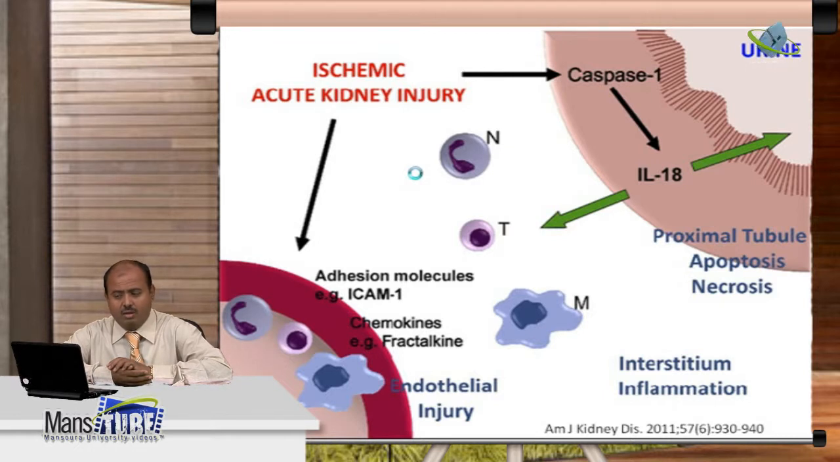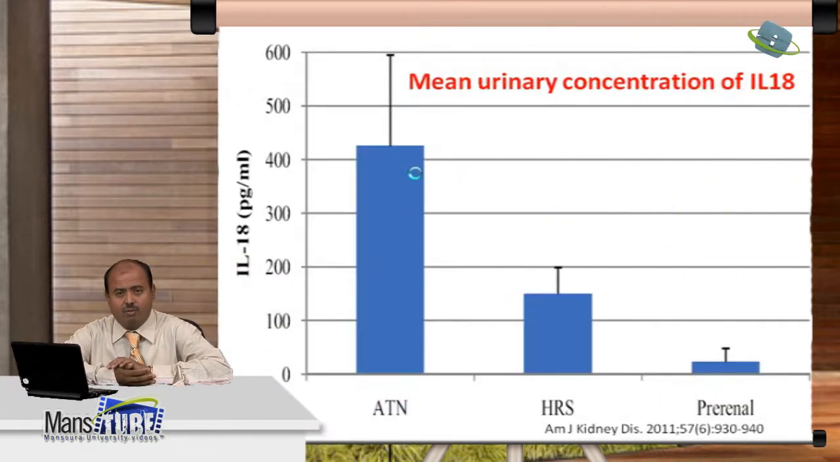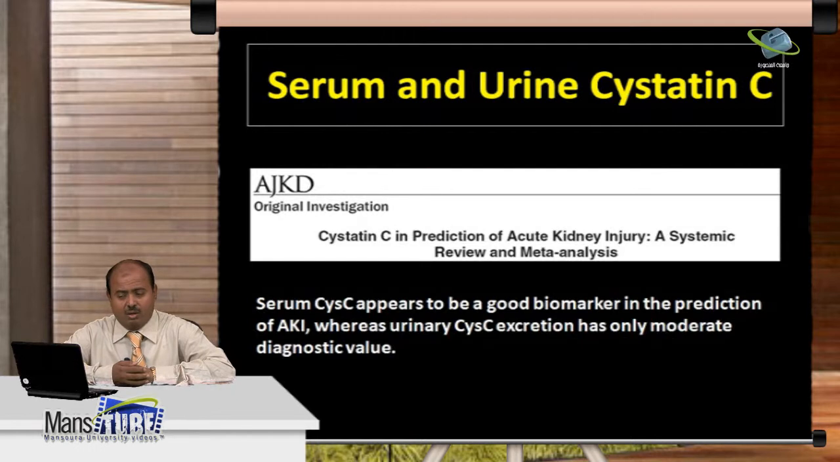Another biomarker is the urinary level of interleukin 18. If you look at the different causes of acute kidney injury, acute tubular necrosis, hepatorenal syndrome, or renal failure, you will find that in acute tubular necrosis, the interleukin 18 in urine is significantly higher than in hepatorenal syndrome or pre-renal acute kidney injury. Next, serum cystatin C and urine cystatin C. Serum cystatin C appears to be a good marker in the prediction of acute kidney injury, whereas urinary cystatin C excretion has only moderate diagnostic value.